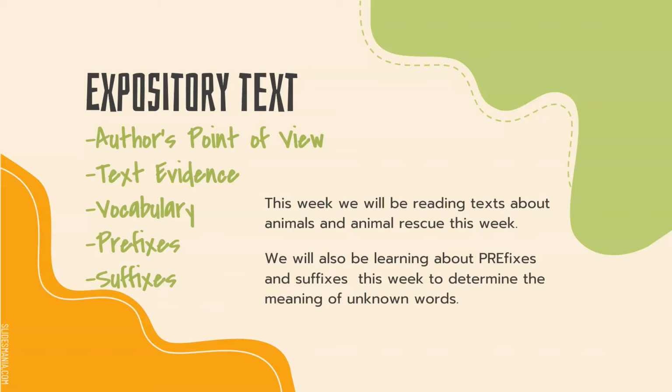And instead of voting text, last week we read about rights of Americans and how voting is a right, and then do you think children should have rights? This week we're going to be reading text about animals and animal rescue. We will also be learning about prefixes and suffixes this week to determine the meaning of unknown words.